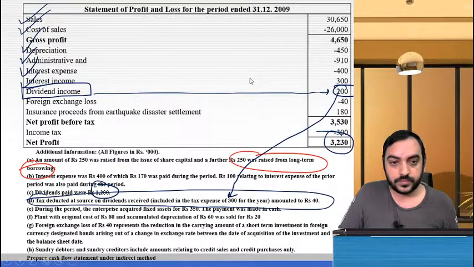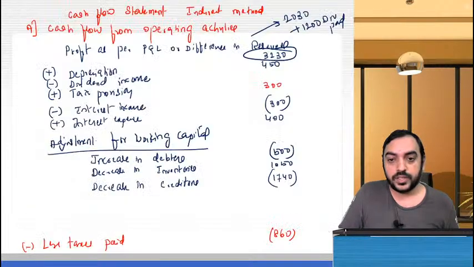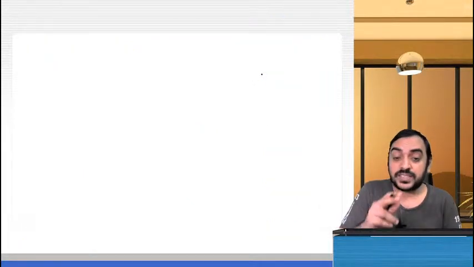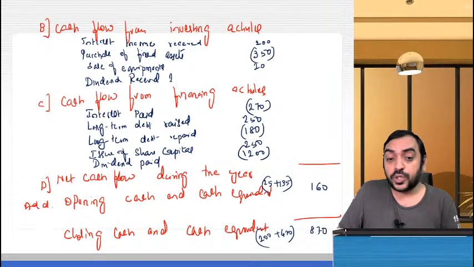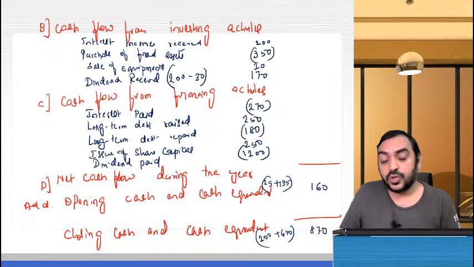200 should be eliminated, minus 200. And this I will take to investing activities, say dividend received, but I don't receive the full dividend. Why have I not received it in full? Because out of 200, 30 was adjusted as TDS, tax deducted at source. The balance I received is only 170.